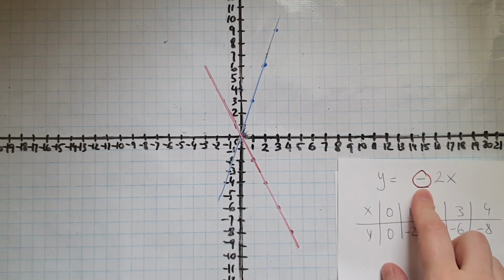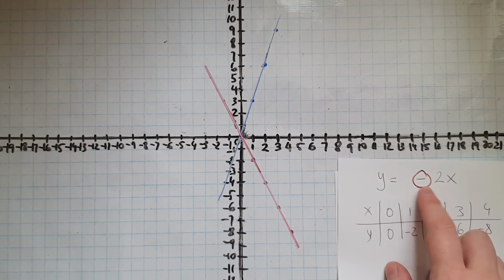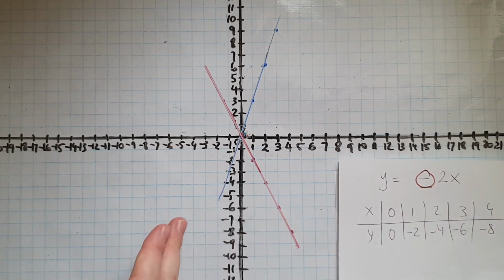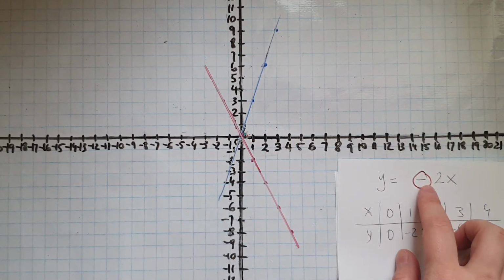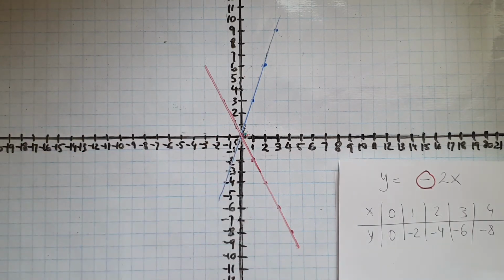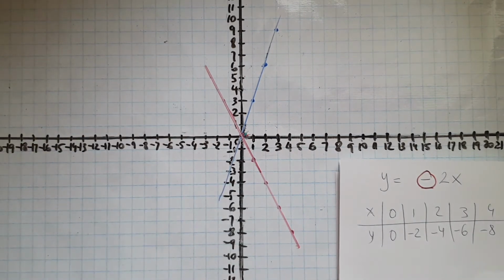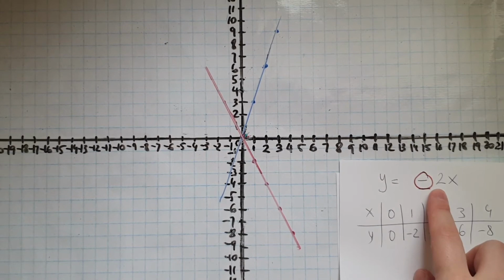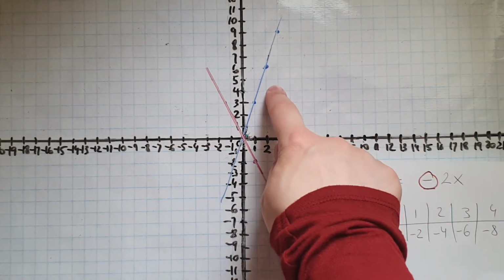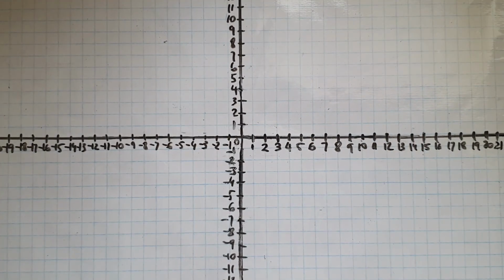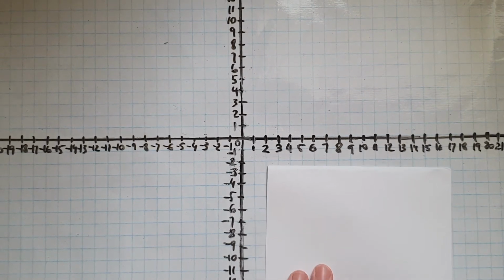So if the sign of the coefficient is positive, it will go upwards. If it's negative, it's going to go downwards like this. And the gradient here was negative 2. For the blue line, it was 3. Let's now take another example.